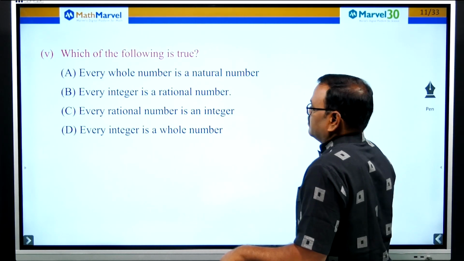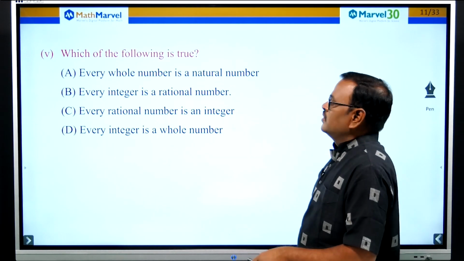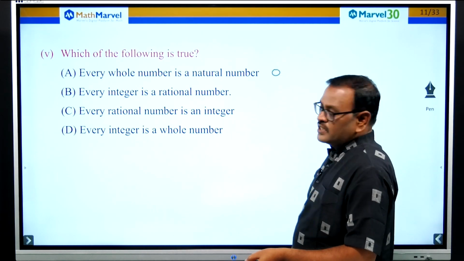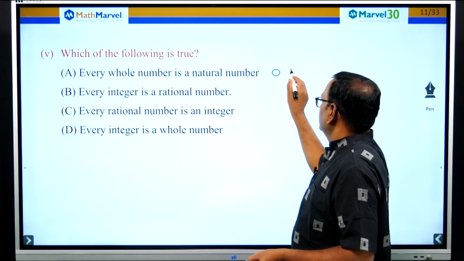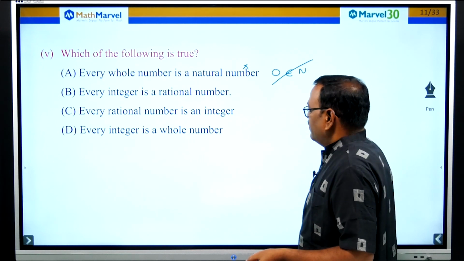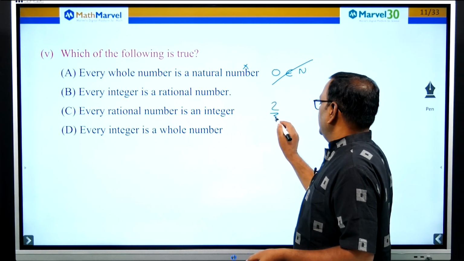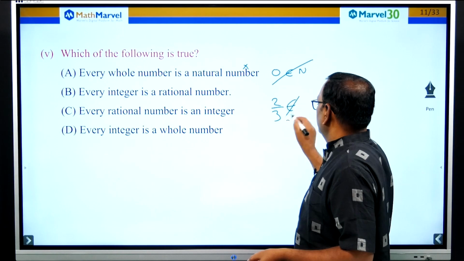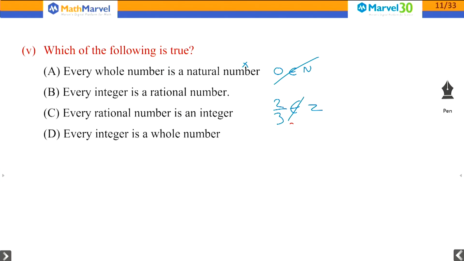Okay. Next, which of the following is true? Every whole number is a natural number. Is it true or false? If it is false, write the reason. Actually 0 is a whole number, but that is not a natural number, so ruled out. Every rational number is an integer? 2 by 3 is rational, but that is not an integer. And every integer is a whole number? That is also wrong. For example, -2 is an integer, but that is not a whole number.